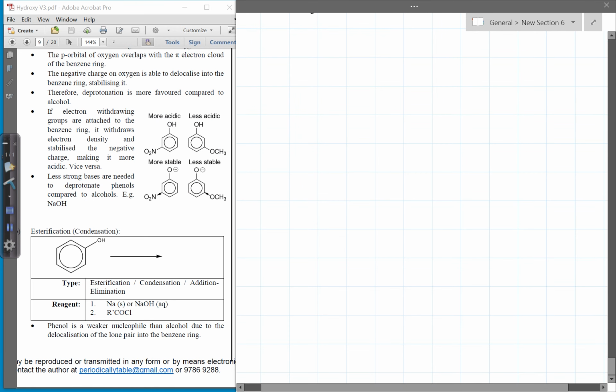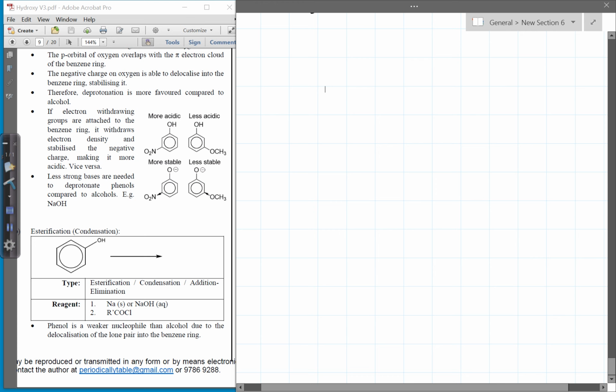Next, esterification, same thing as alcohols, right? But for this case, take note that you have to deprotonate it first, right? By using either sodium or your NaOH, right? Before you add your RCOCl. So phenol is a weaker nucleophile than alcohol due to the delocalization of the lone pair into the benzene ring. For your alcohol, there are electron donating groups, but for your phenol, it is delocalized.